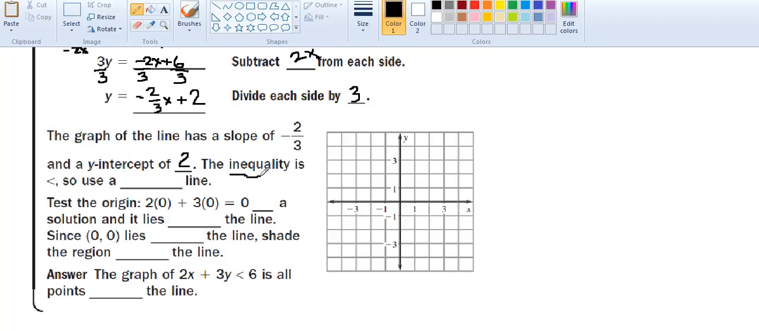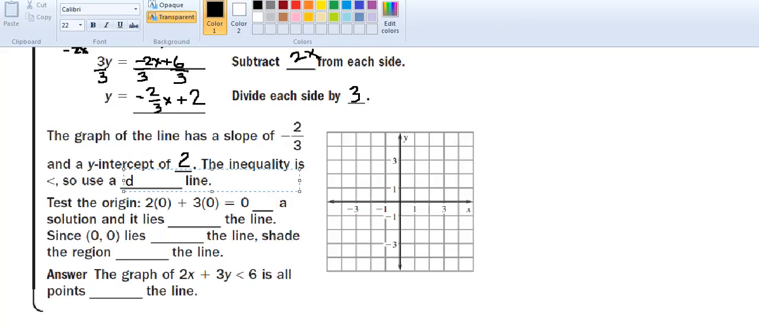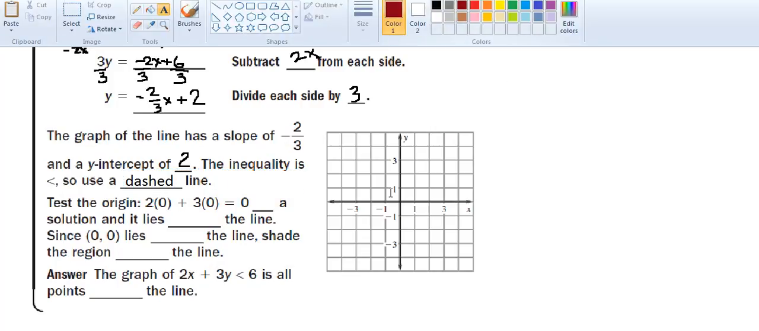Since this inequality is less than, you can look back on the first page, this is going to mean a dashed line when we get done. So let's go ahead and draw this line. Here's what we know about this line. We have 2 points we can establish. We know that we've got a y-intercept of 2 from right here. So we're going to go right at the y-axis where it's at 2. We know that's one of our points.